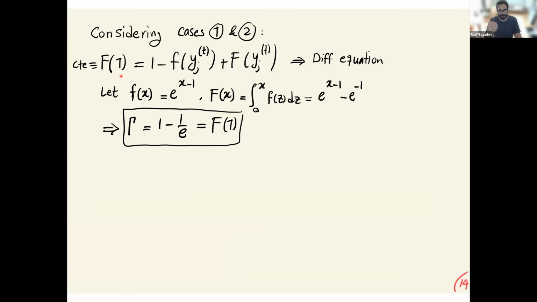You can shoot your differential equation technique, maybe use, I don't know, Laplace transform, something like that to solve this, and that will give you this unique solution, that little f of x should be equal to e to the power x minus 1, which basically means that capital F should be the integral of this function, which is e to the power x minus 1 minus e to the power minus 1. All right, and then with this choice of the function, the 2 cases will give you the same constant number, and that constant number is equal to 1 minus 1.